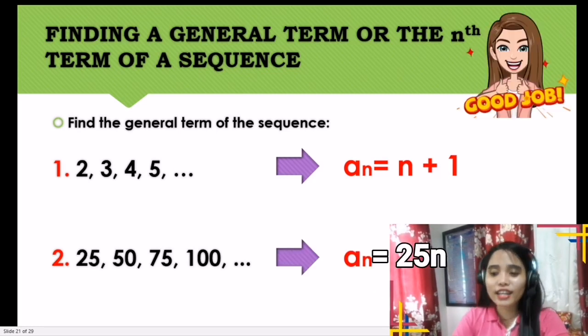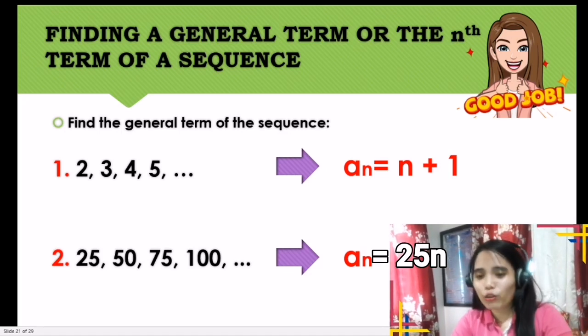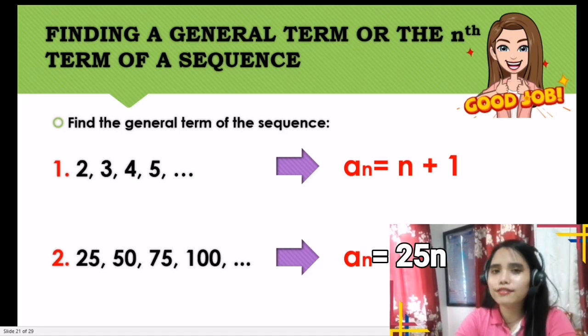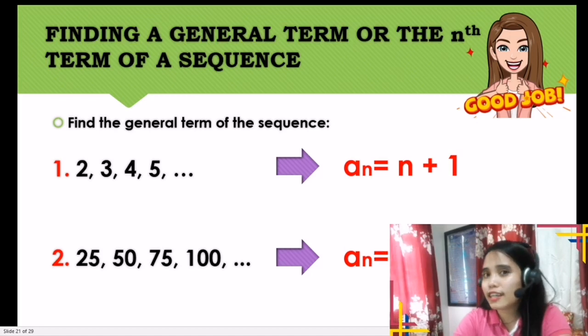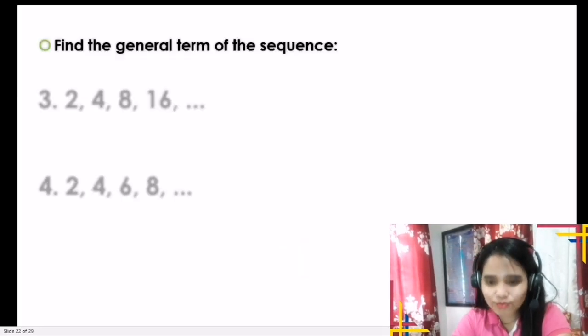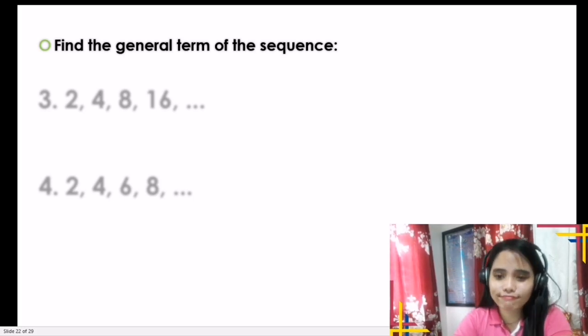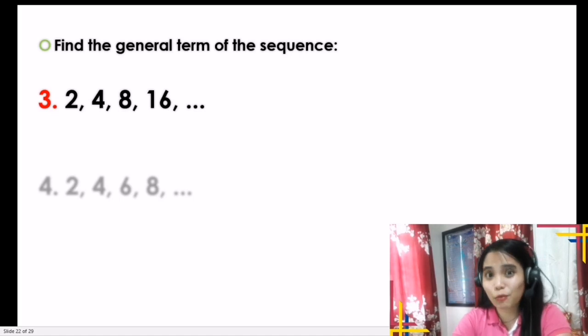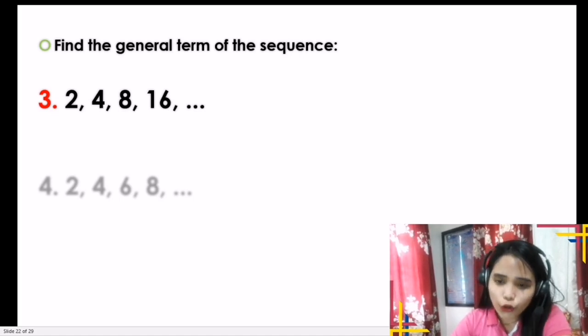So, it's very easy, right? Just analyze and take time to analyze. Don't rush things. Okay? So, number 3: 2, 4, 8, and 16. Oh, I forgot to show it. Okay? So, 2, 4, 8, and 16.